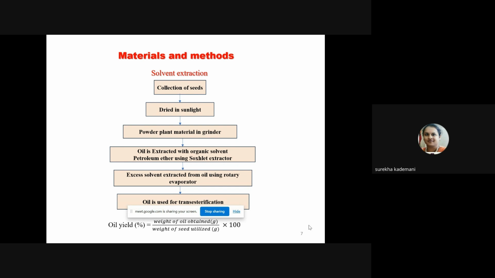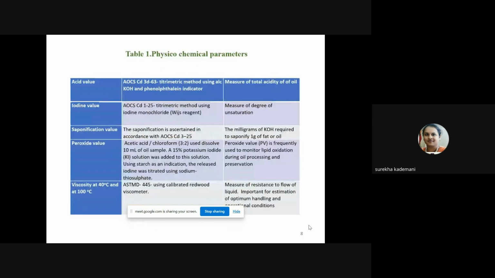After extraction, excess solvent is removed by rotary evaporator, and the oil is used for transesterification. The percentage yield is calculated using the equation: weight of the oil obtained divided by weight of the seed utilized, times 100, and the obtained percentage is 38%.